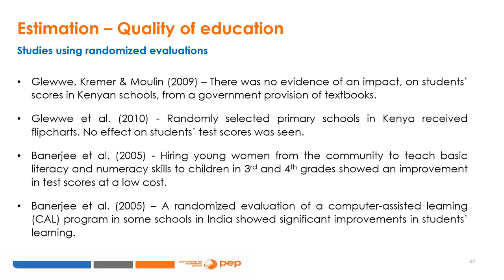In the same study, Banerjee et al., 2005, implemented a randomized evaluation of a computer-assisted learning program, CAL, in schools in India. The CAL was based on a government program that donated 4 computers to each municipal primary school in some districts of India. They found significant improvements in students' learning and concluded that the use of computers is important in improving learning when the quality of teachers is poor. It seems that the most effective policy for improving learning in developing countries is through providing inputs that tackle the problem of weak teaching.